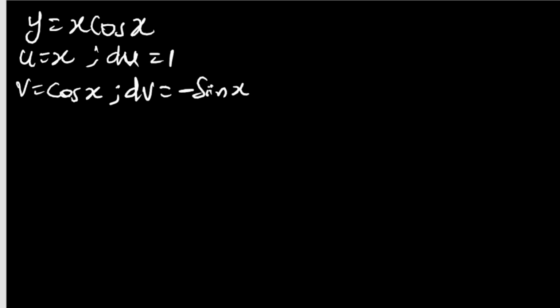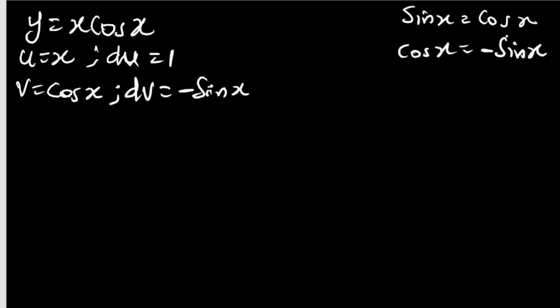Of course, we have some special rules you need to know: the derivative of sine x is cos x, the derivative of cos x is negative sine x, and the derivative of tan x is sec squared x. There are some basic rules you just need to know, and if you know them, you'll be very much good to go.